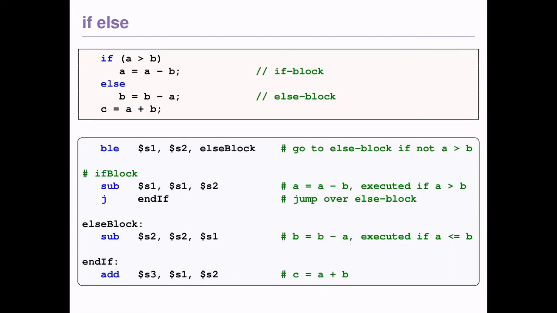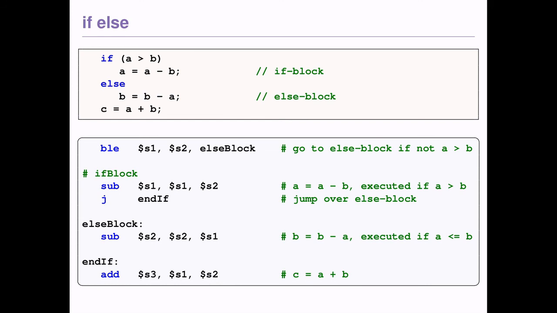Let's have a look at some if else conditions. So if a is greater than b, then we do a equals a minus b, else we want to do b equals b minus a, and then we do c equals a plus b either way. So let's have a look at this. We can do BLE again, branch less than or equal to, so if it's not the case that a is greater than b, we can just jump to the else block using a branching instruction. So if the condition fails to meet the if condition, then we just jump to the else block and do that instruction.